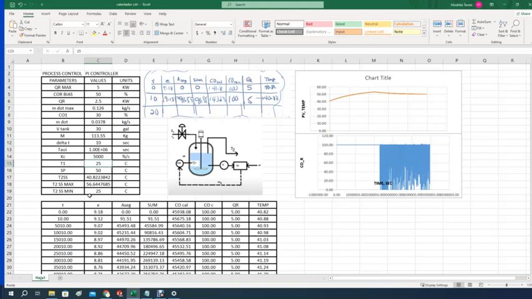Now, going back, let's fix this mess. So going back, let's set this to a small value of 10 again.